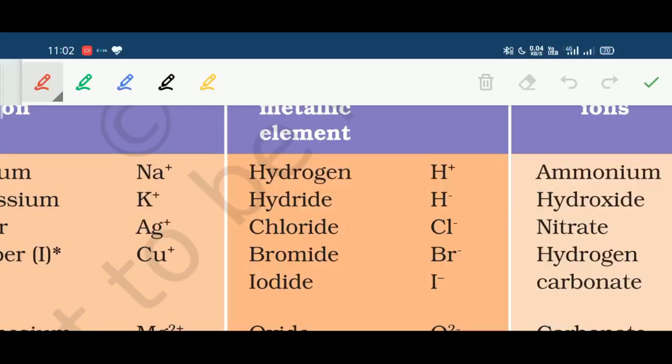Similarly, for hydrogen it becomes hydride. For bromine it becomes bromide. For iodine it becomes iodide.